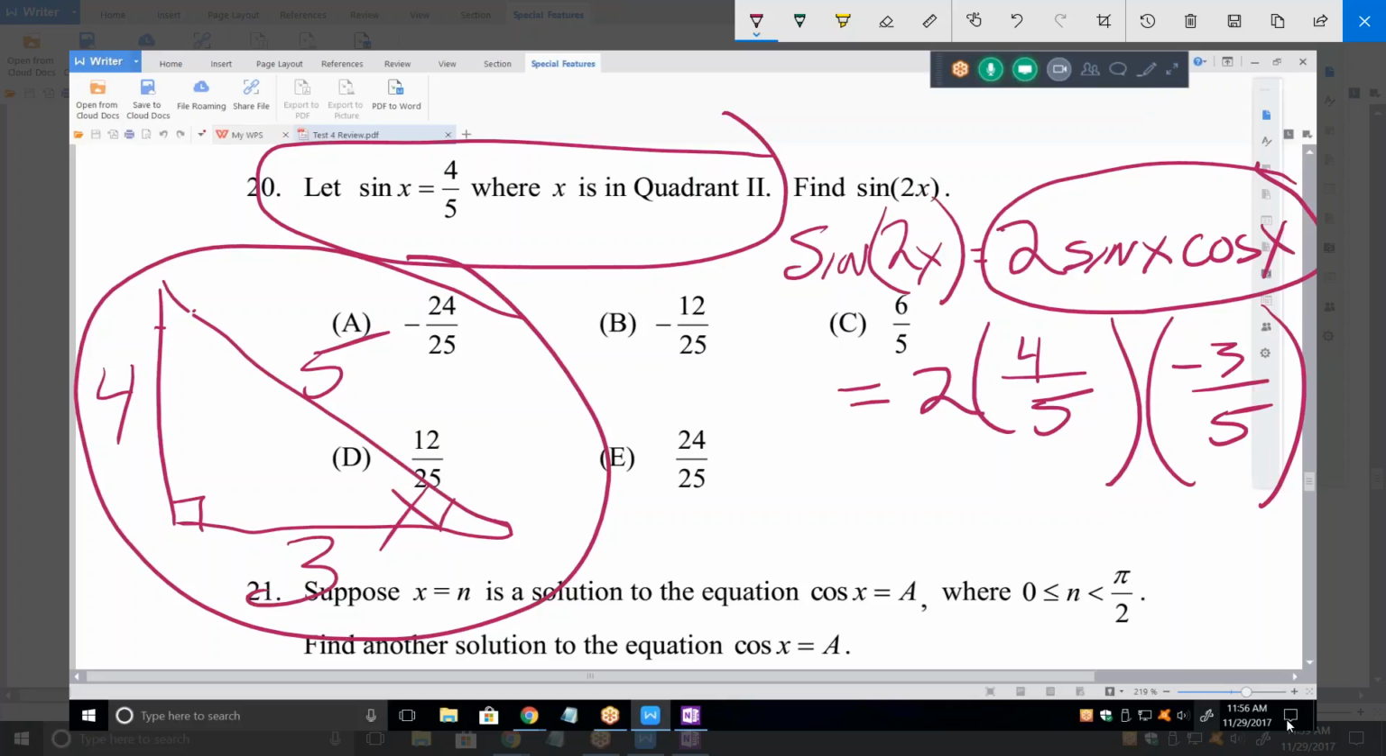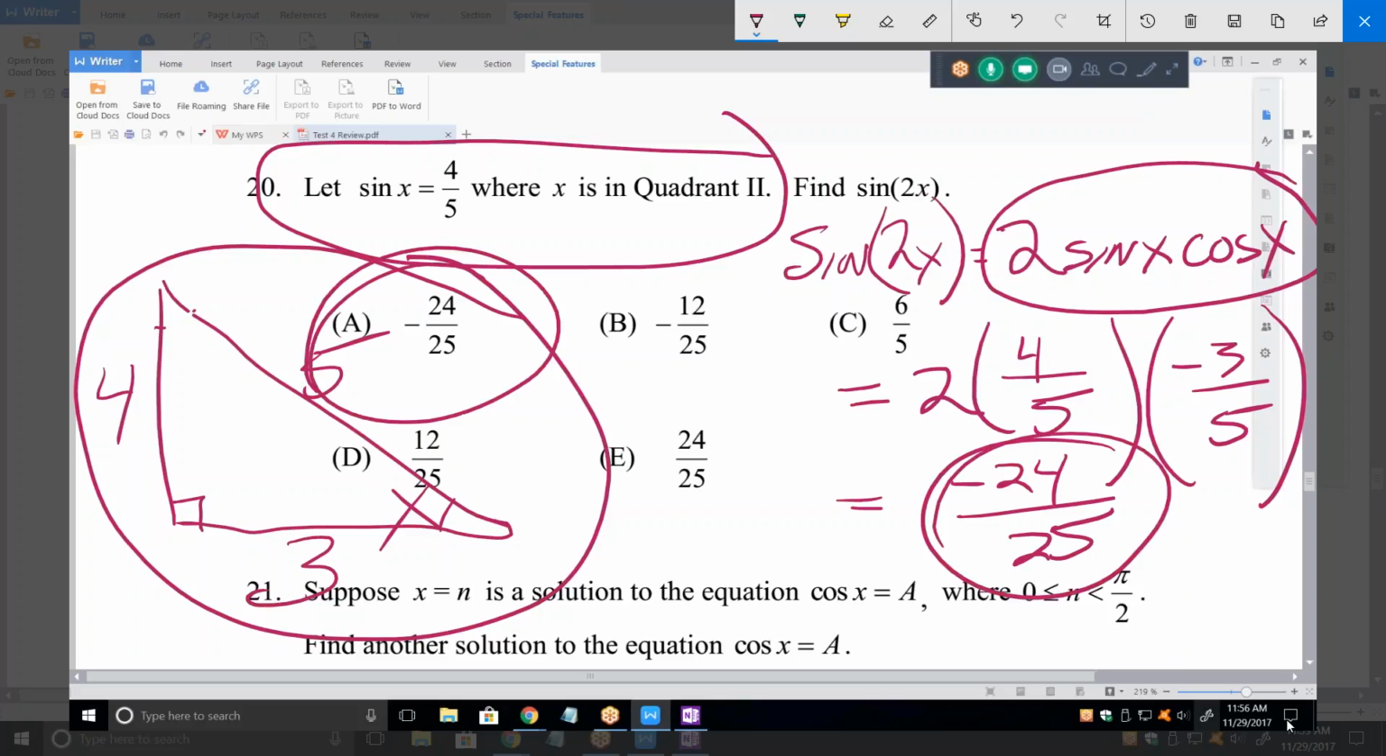Now let's go back and talk about the sign. What is the sign of sine in the second quadrant? Do we put the right plus or minus sign on it? Sine is positive. Correct, so we did. Now multiply all those together and you get minus 24 over 25. An answer right there.